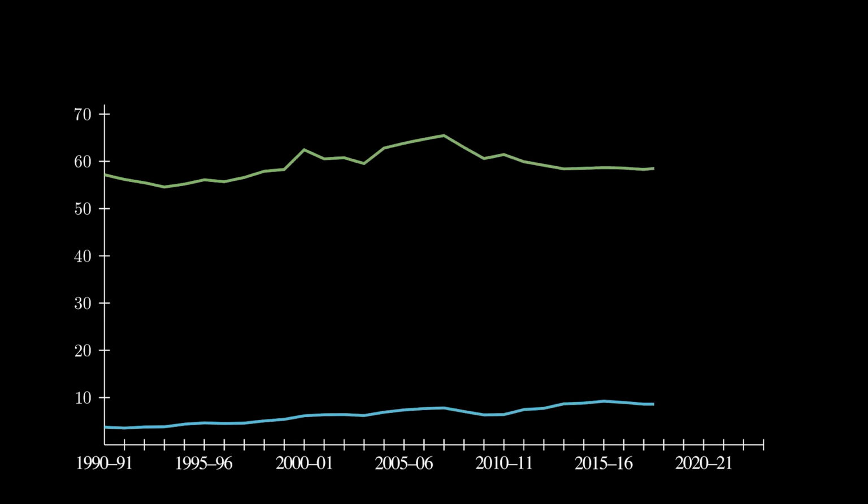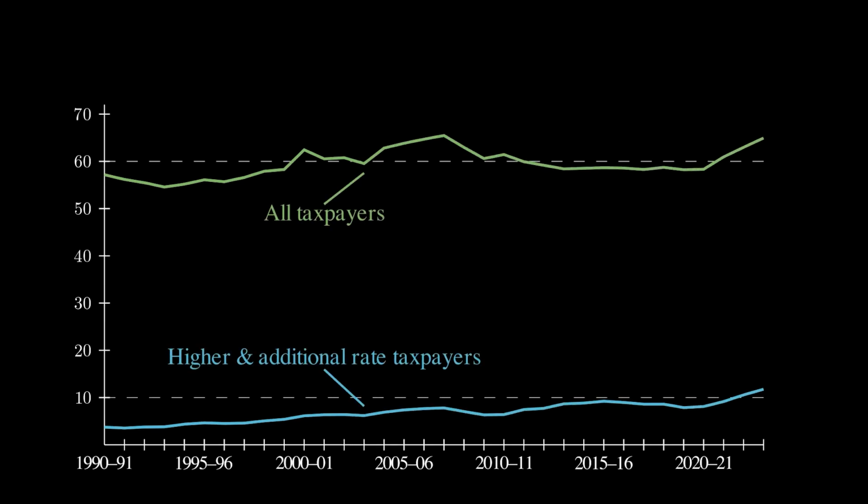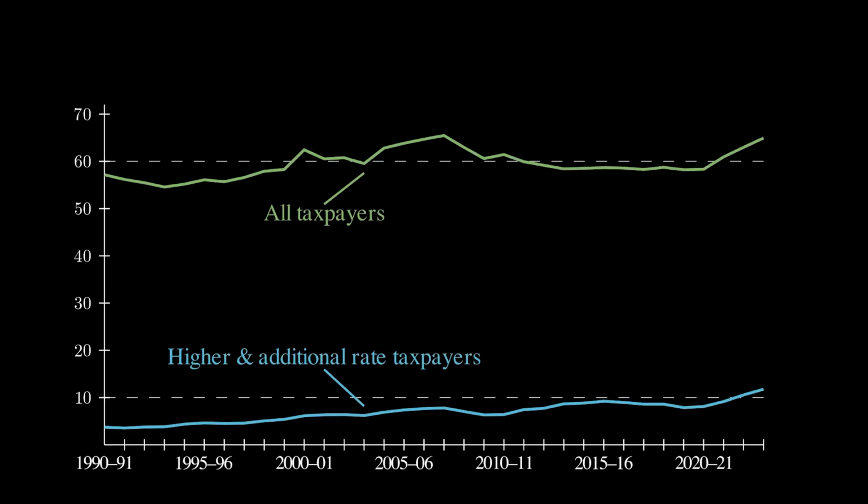Let's look at the redrawn graph. This new graph shows at least two things. First, that the proportion of higher and additional rate taxpayers is much smaller than the proportion of the population that's paying any kind of income tax. And second, it shows that that proportion of higher and additional rate taxpayers grows faster than the share of the population that pays income tax. Neither of these things were obvious in the first graph.